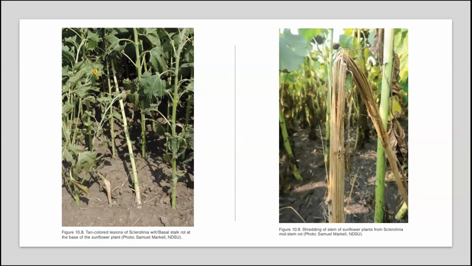And then these are typical symptoms of the basal stalk rot and the midstem rot. So on the left, the basal stalk rot, you can see those plants have lodged, they've tipped over. You can see the brown lesions that even have a little bit of a white color to them from the mold growing in that lesion. On the right, you can see where that stem has broken and it has shredded from weakness. And again, these are just common symptoms associated with the other locations that this fungus can affect.